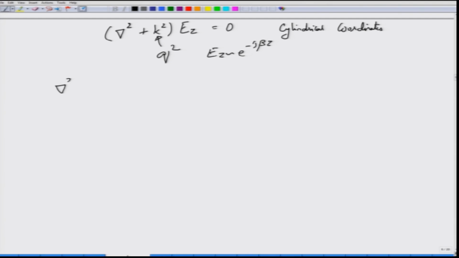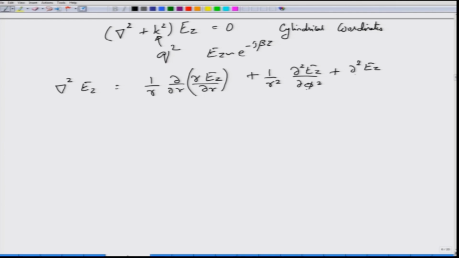So let me write down what del square applied to Ez is in the cylindrical coordinate system. It is another complicated expression, but this is 1 by r del by del r of r del Ez by del r, so this is the r expression, plus 1 by r square del square Ez by del phi square plus del square Ez by del z square. So this is the expression for del square.